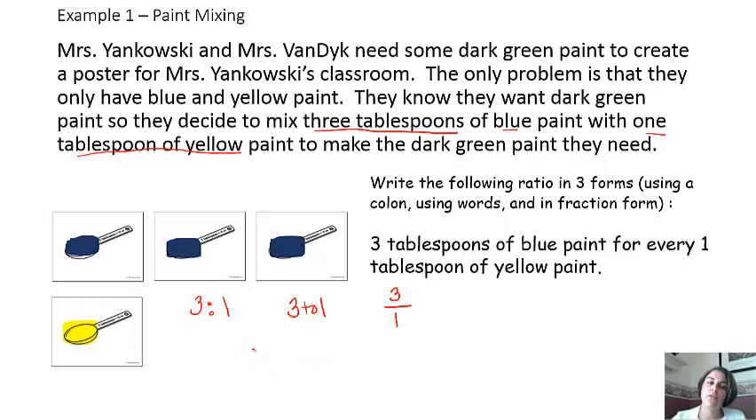The only thing you shouldn't have done is put that 1 first, okay? It says 3 tablespoons of blue for every 1 tablespoon of yellow. So blue comes first. If you did 1:3, or in any case you put the 1 first, that's not okay.